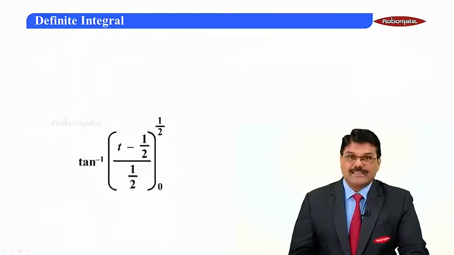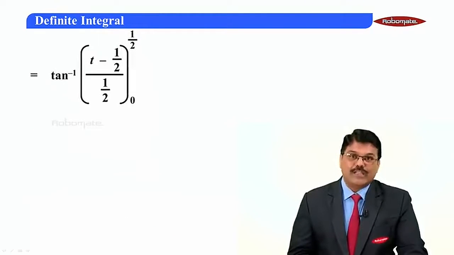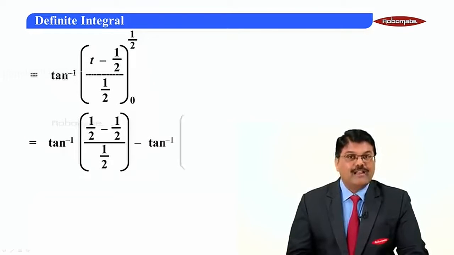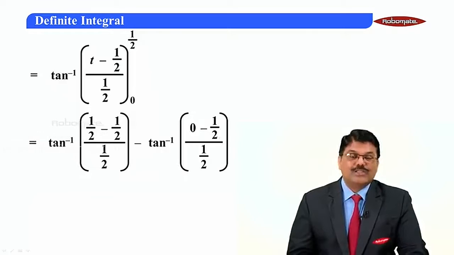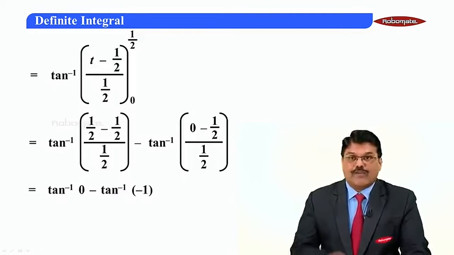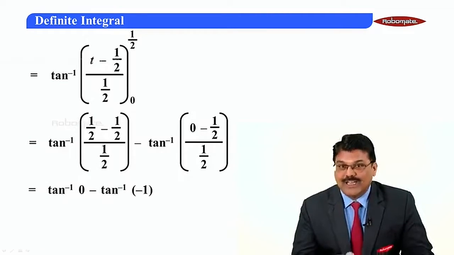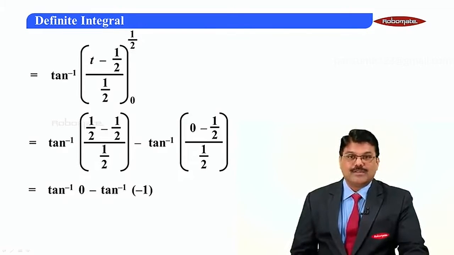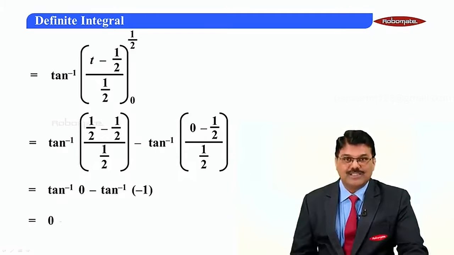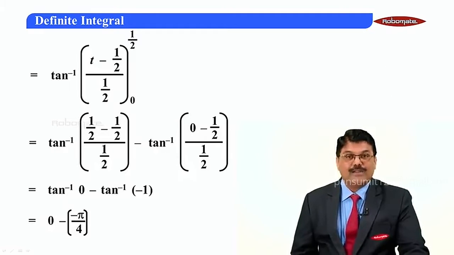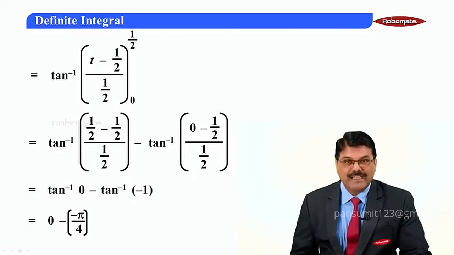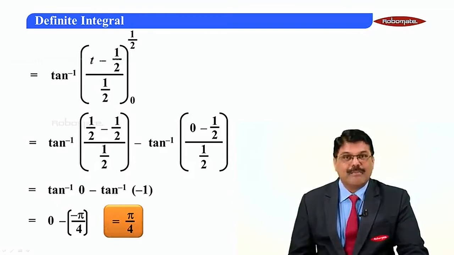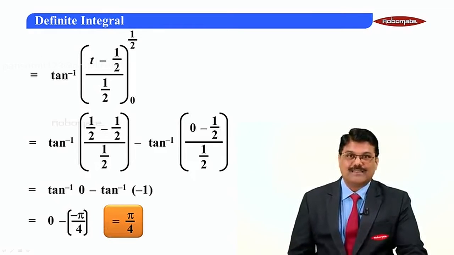Now let us solve that. 2 will get cancelled. Now here, tan inverse of (t minus half) upon half, I am substituting the upper limit, that is half, and the lower limit, that is 0. So it becomes tan inverse of (half minus half), that becomes 0, whereas here it becomes minus half upon half, it becomes minus 1. The next step, the value of tan inverse of 0 is 0, right? Minus the value of tan inverse of minus 1 is minus pi/4. So it becomes 0 minus of minus pi/4, that becomes pi/4. So this is the final answer. Thank you.